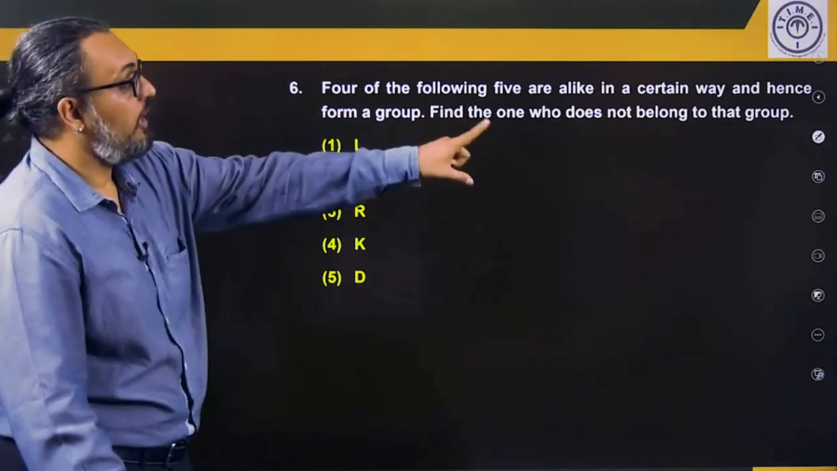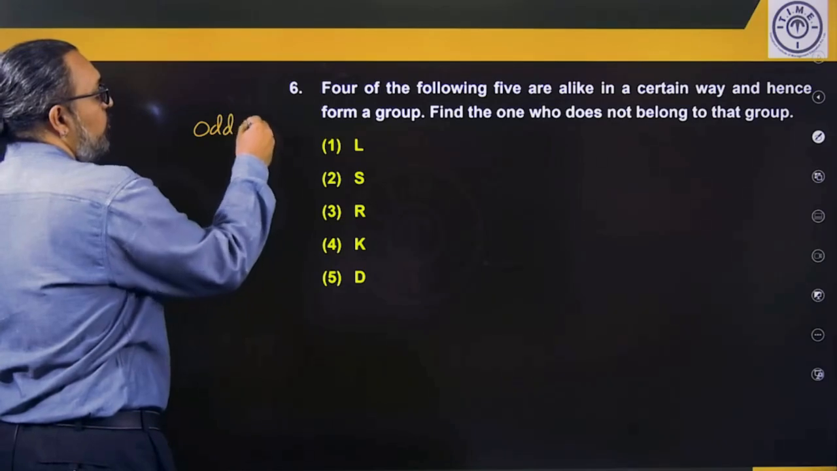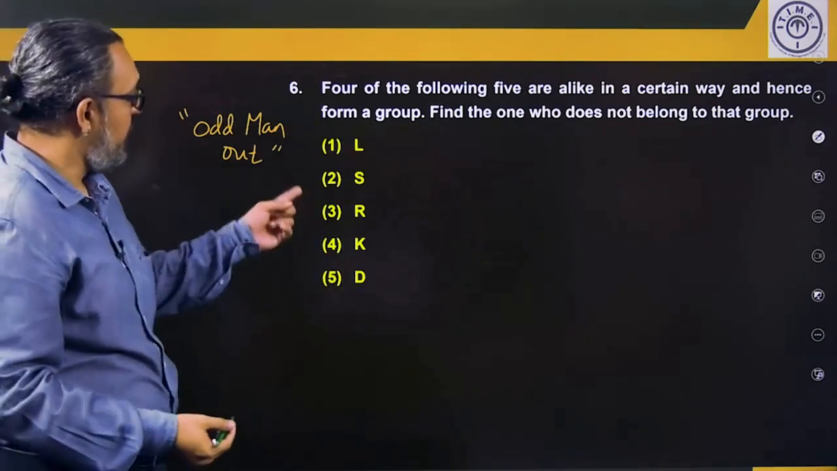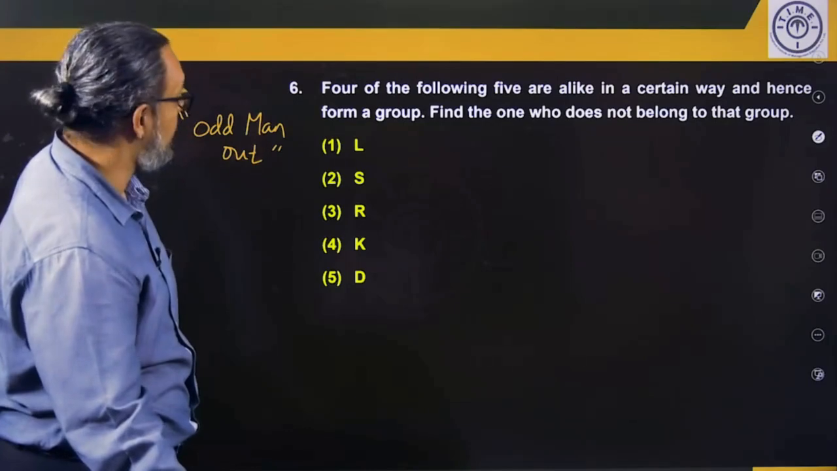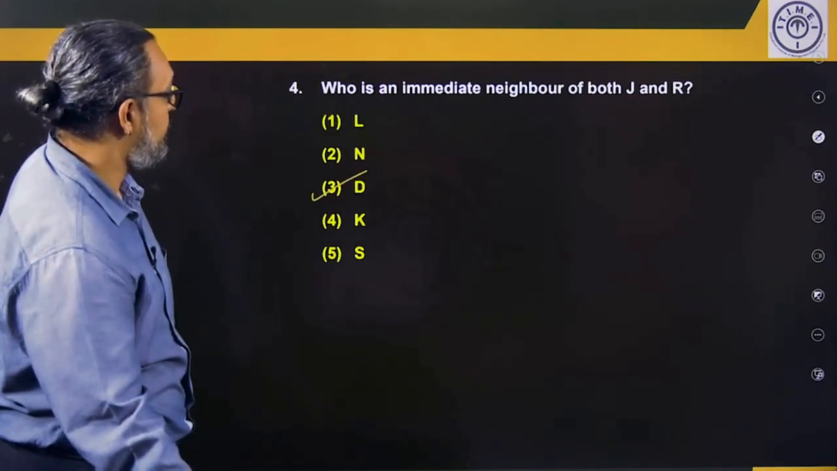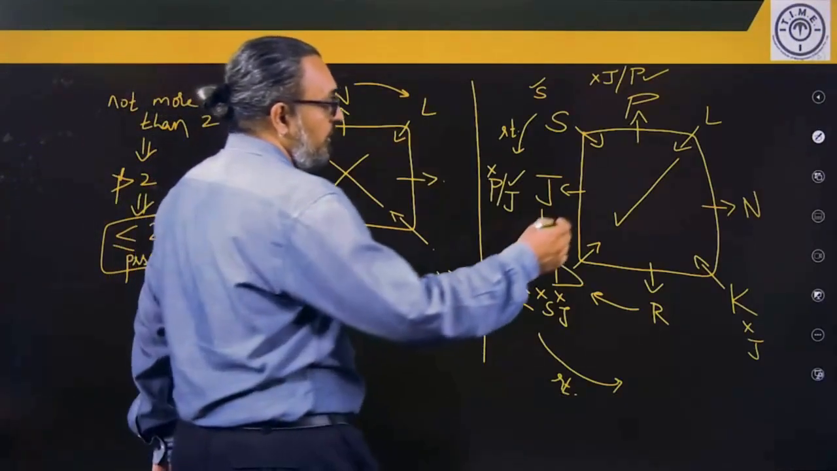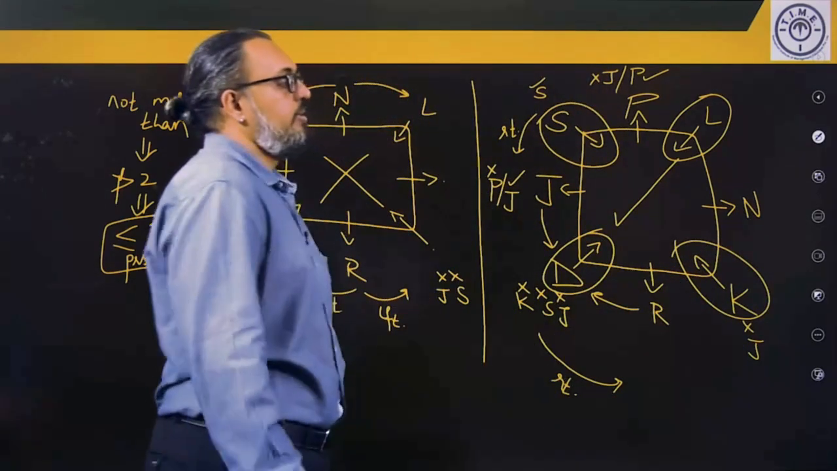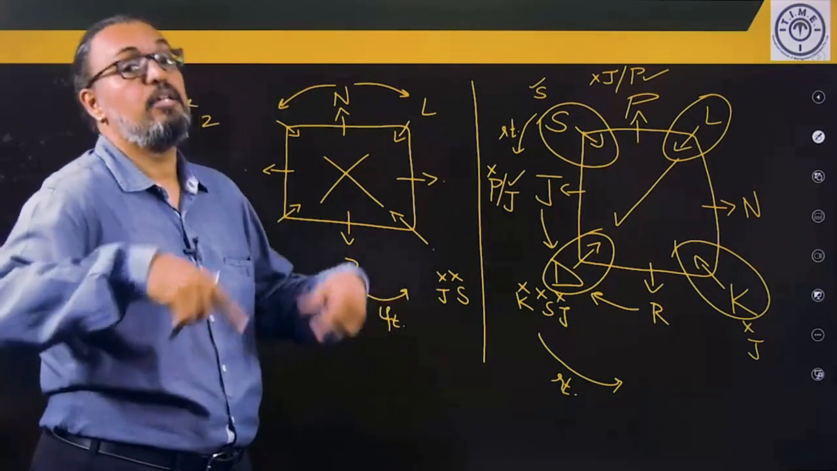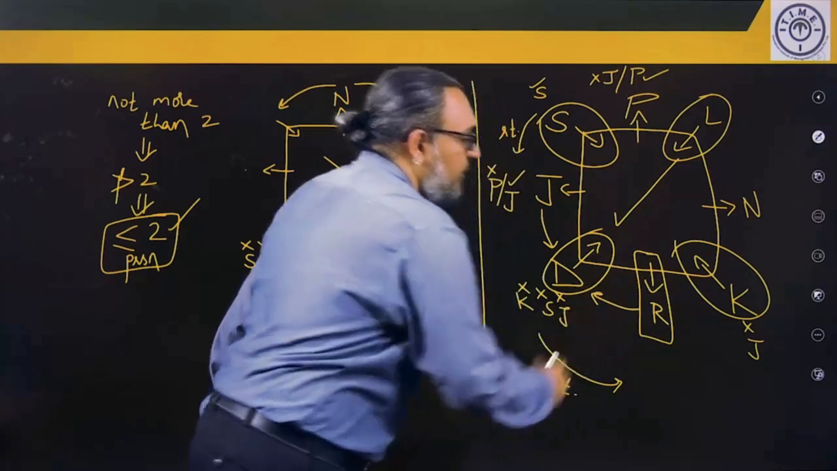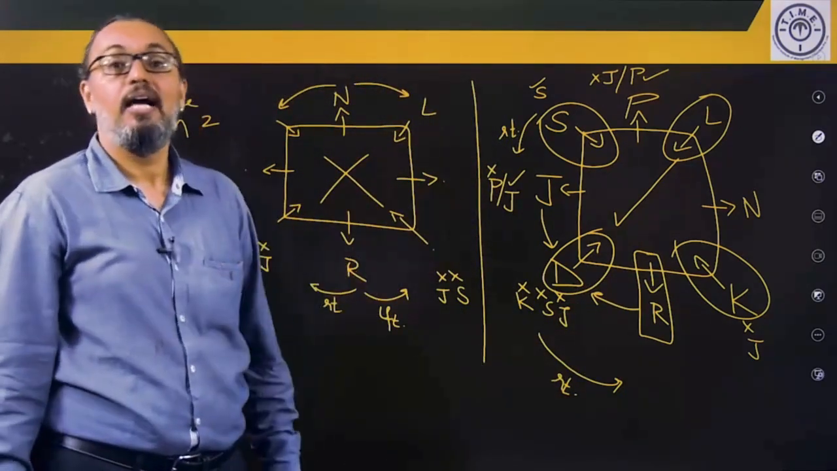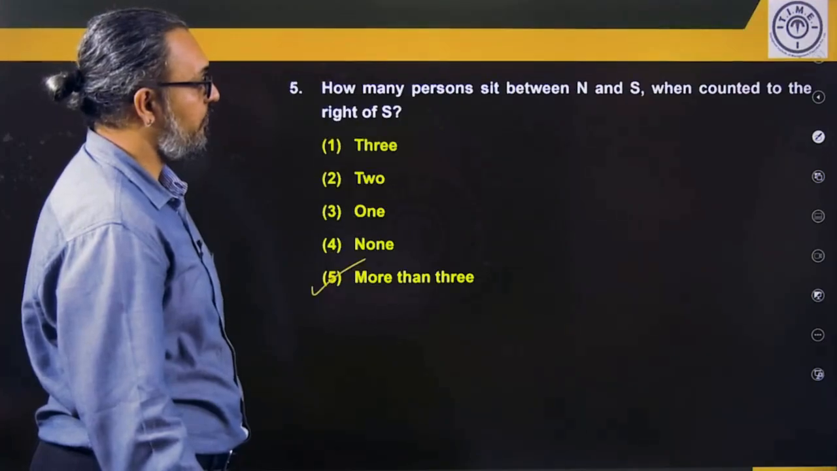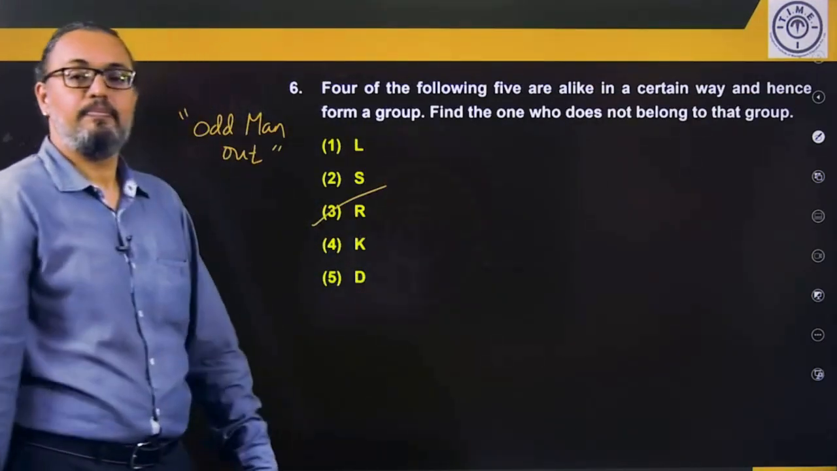Then, 4 of the following 5 are alike in a certain way and hence form a group. Find the one which doesn't belong to that group. So it's an odd man out question. We have one person per option. So let's take L, S, R, K, D. Let us check. Now look at it. L, S, D, K. They all are in the corners facing the center, whereas R is your odd one out because that is the person facing away from the center, on the side, correct? So R is going to be our odd man out. Third option.